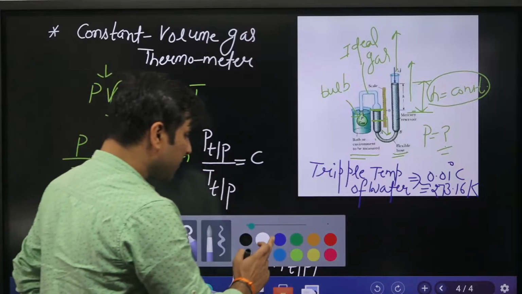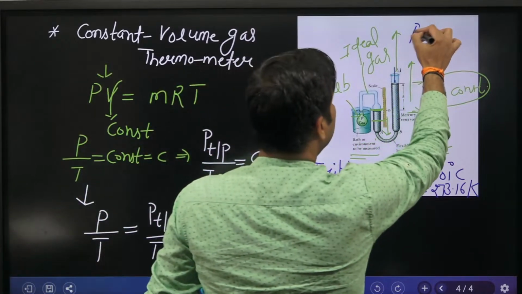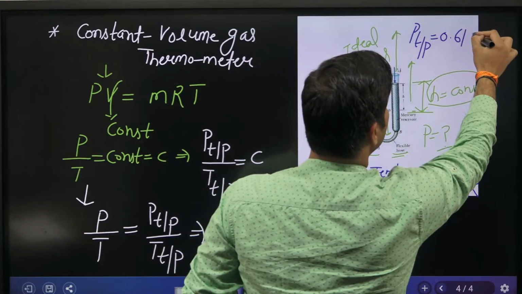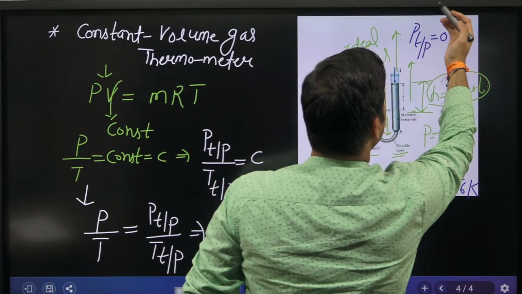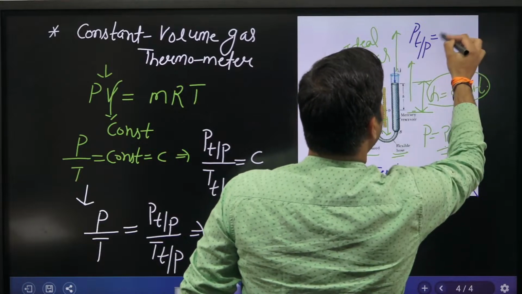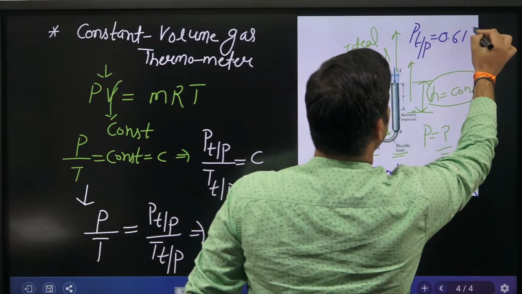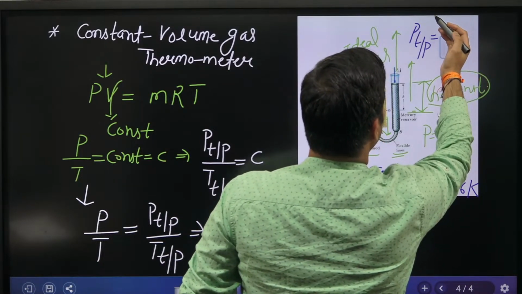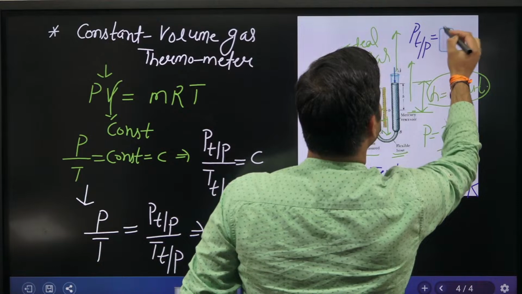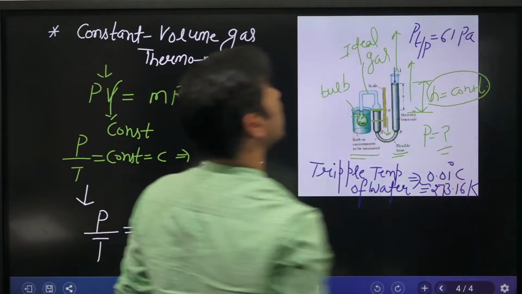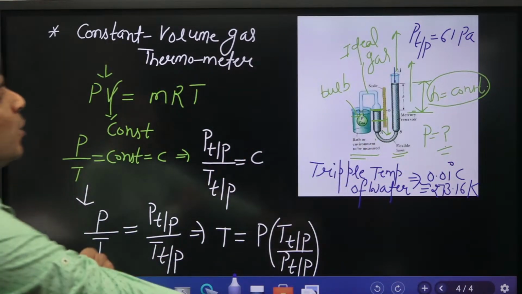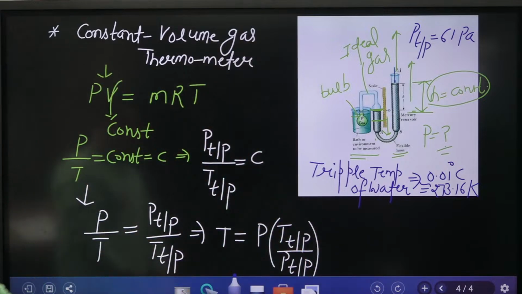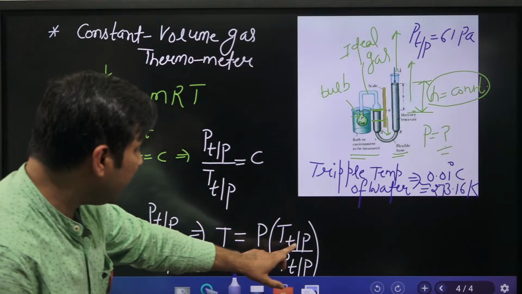What is the pressure at triple point, guys? P_TP, you know, is equal to 0.61 kilopascal. Let me write 0.61. Okay, 0.61 kilopascal. Close to this you can write. So T equal to P into T_TP by P_TP.